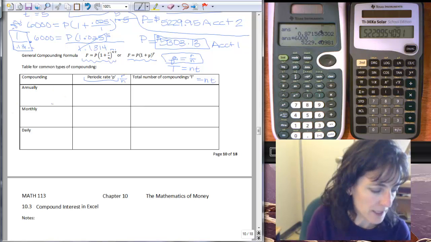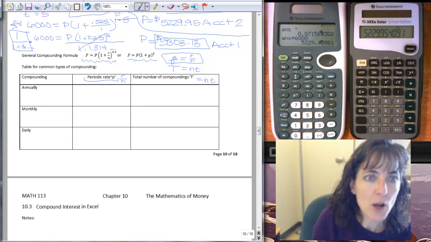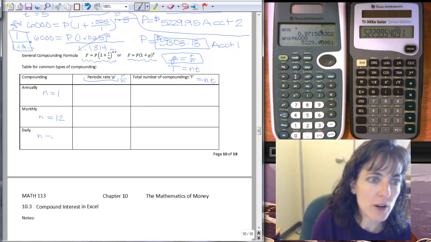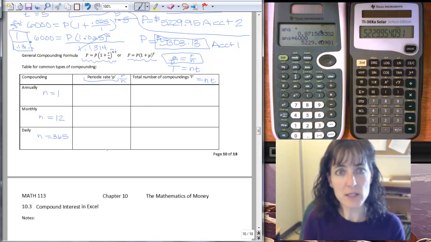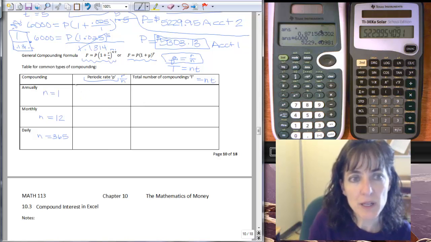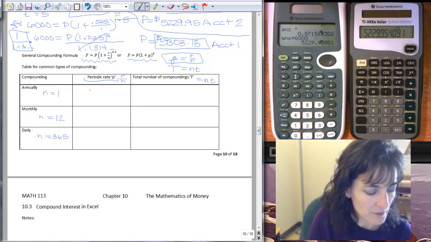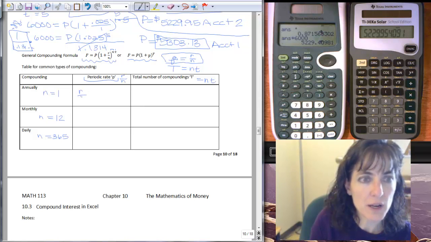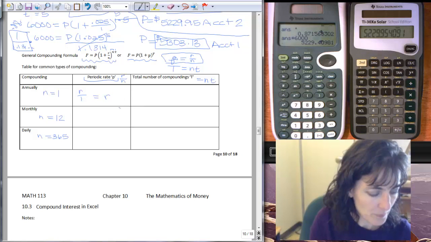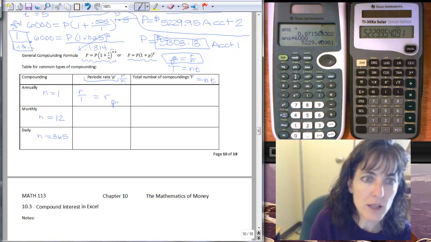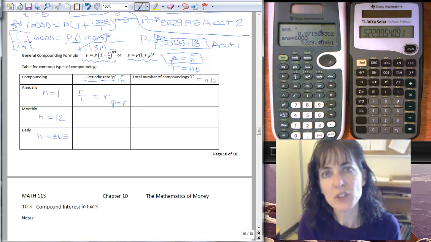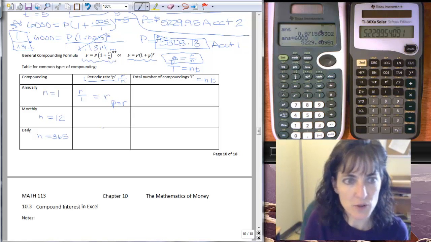Okay, so annually we have a periodic rate. Our N is going to be 1 if we have annually. Monthly, our N is going to be 12, and daily, our N is going to be 365. Okay, that changes things slightly when we get to the periodic rate because for annual, we're going to do the rate divided by 1, so it's just rate. And so our little p is our little r. There, N is 1, so we don't even have to consider it.